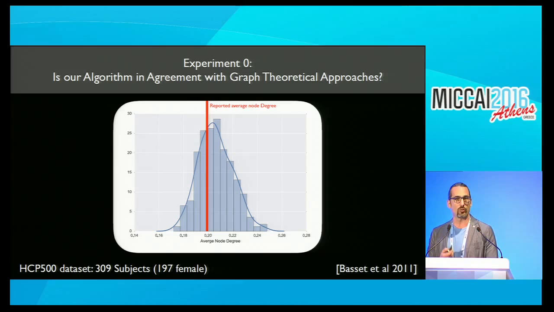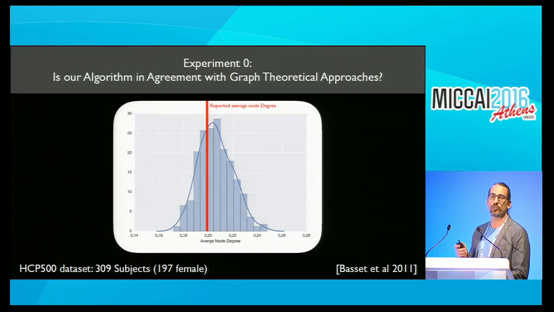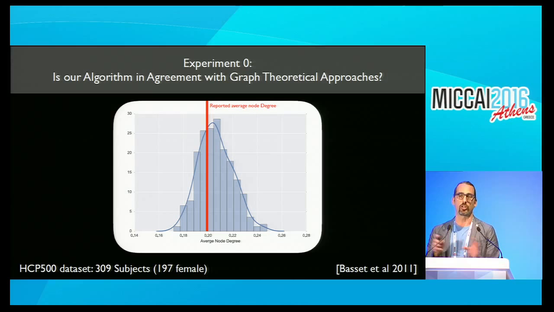So having these guarantees, the first thing that we went with the experiment was to prove that the core graph that we extract is in agreement with the current literature, because there's been an upcoming body of literature on graph theoretical analysis for graphs. And we used one of the main global properties that the graph community is pushing on this, which is the average node degree, which means how many nodes are connected within the core network.